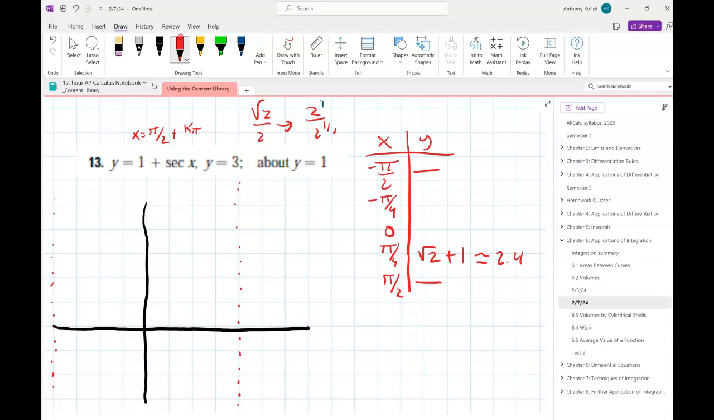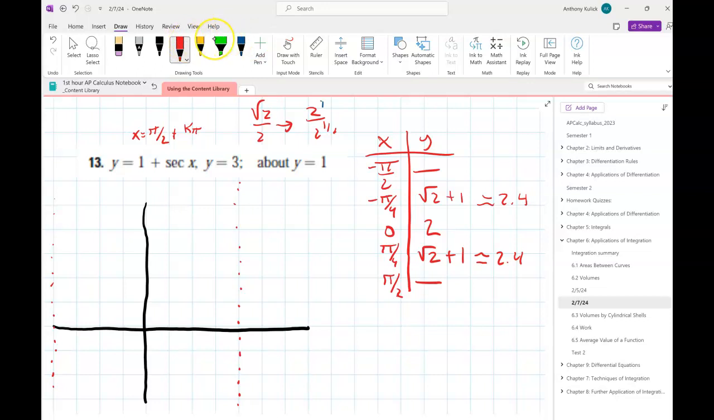What's cosine of negative pi over 4? It's not negative. Remember, all silly turtles crawl? Cosine is positive in the fourth quadrant also. So also that. And what's cosine of 0? 1. So 1 plus 1 is 2. So far, so good.